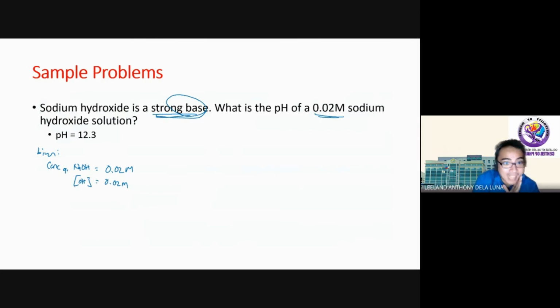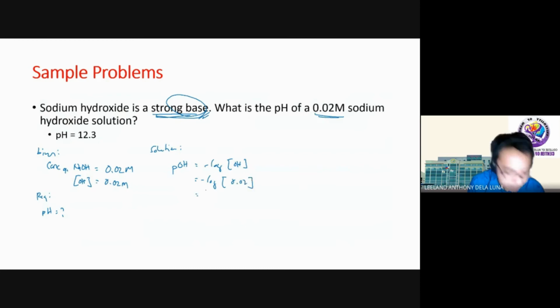Now, obviously, class, I can compute directly for pH. What I'll compute first, required here is pH equals unknown. The solution I can do here is to find pOH first, which is simply negative log of OH. Again, it's OH here, class, because it's a strong base. So, negative log 0.02, the result is 1.69, 1.7. 1.70.